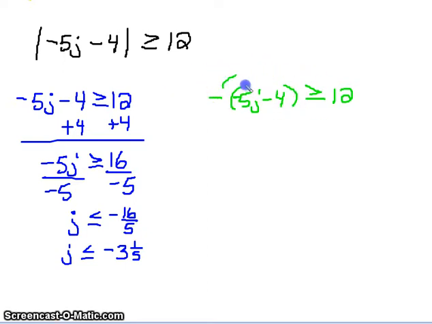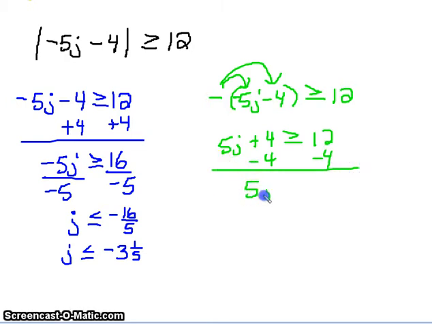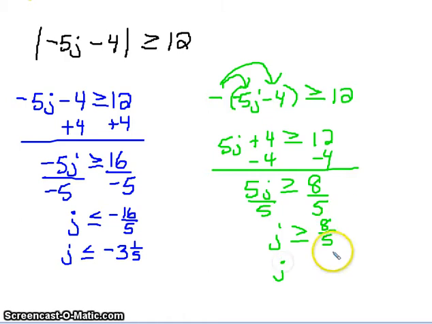In our second equation, we have to distribute that negative so that we get 5j plus 4 is greater than or equal to 12. We're going to subtract 4 from both sides and get 5j greater than or equal to 8 and divide by 5 so that j is greater than or equal to 8/5. If we want to simplify, 5 goes into 8 once and leaves 3/5.